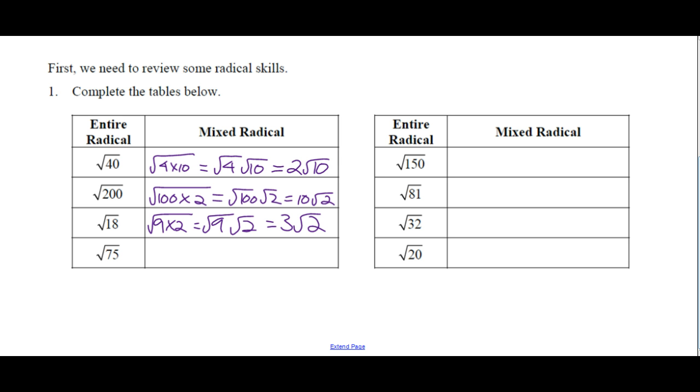Do you want to give root 75 a try? You do it the same way. You can write out all the steps, or you can just put the answer if you like. I look at root 75 and I say it's 5 root 3. Did you get 5 root 3? It's the root of 25 times 3, root 25 root 3, 5 root 3. Now 150. What's the biggest square that goes into 150?